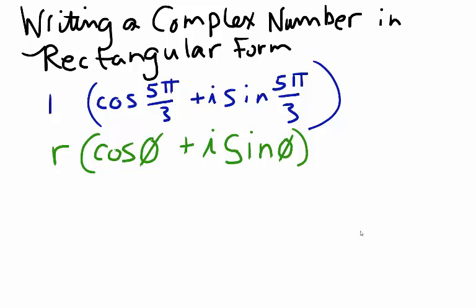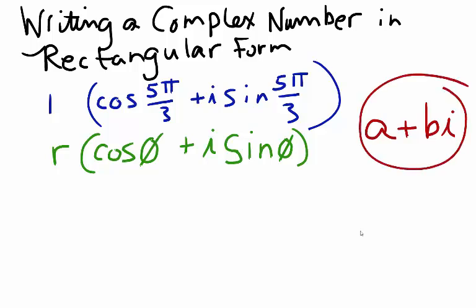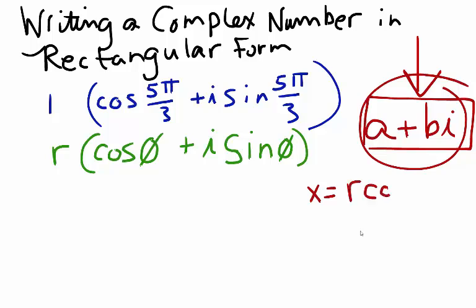We'll have to recall that a complex number in rectangular form is of the form a plus bi. So our goal is to rewrite our complex number in polar form into a rectangular form that fits this format right here. We also need to know that the x-coordinate is equal to r cosine of theta, and the y-coordinate is equal to r sine of theta.